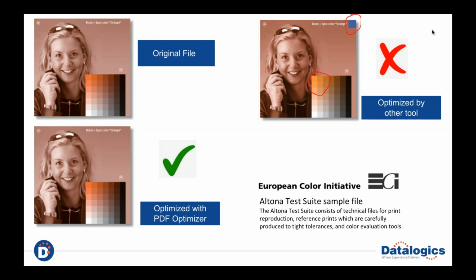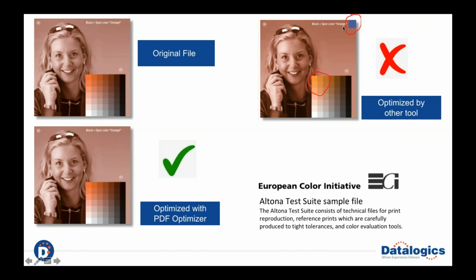Now what we're going to show is a standard test file known as the Altona Test Suite. This is given out by an organization that is intended to provide users with a way of validating that their products work for viewing, printing, etc. Here's an image on the page, and we can see it's a photograph with a little color palette. When we run this through PDF Optimizer, here's our result. You can see the image looks to be the same image. That's good. But on the right, this has been optimized by a different tool.